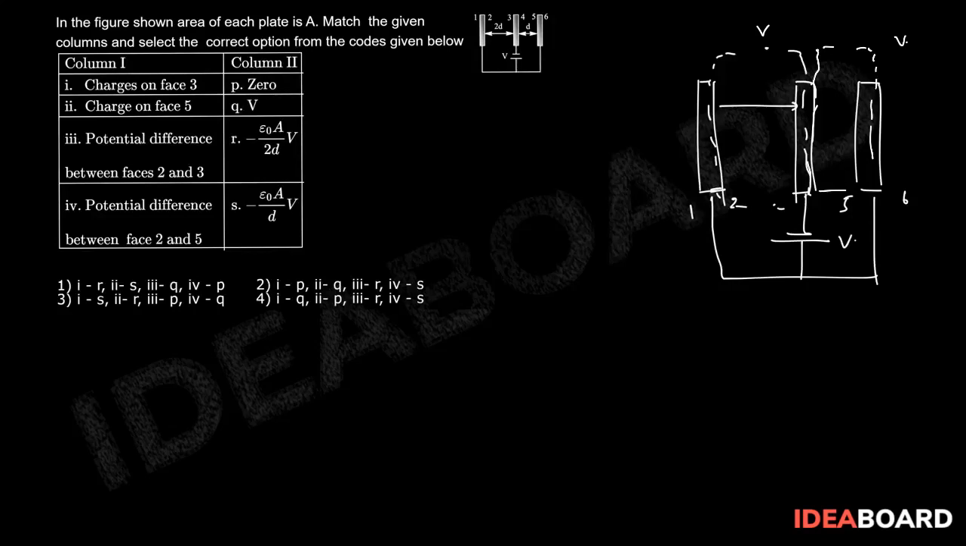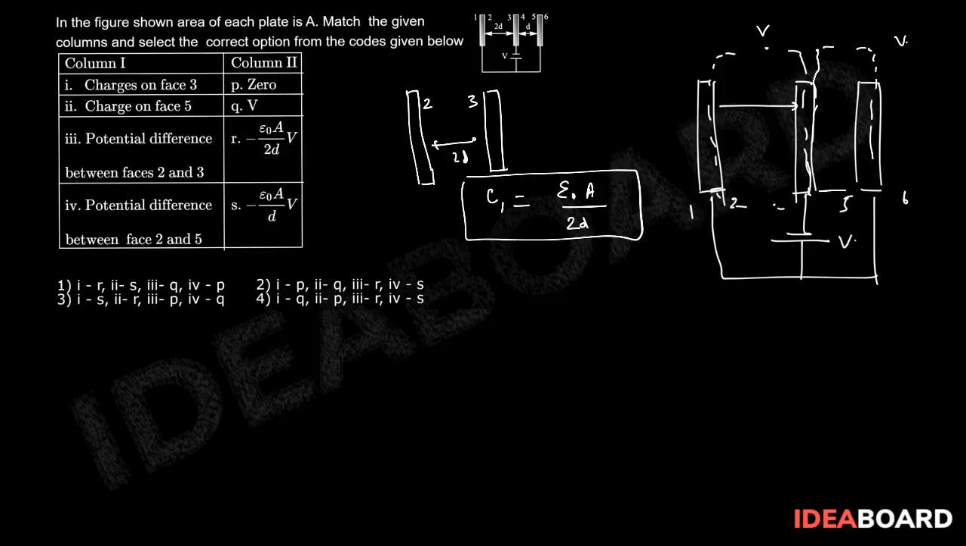So now for these two plates, which are forming plate number 2 and plate number 3, the distance between them is 2D. So we can say C1 is equal to epsilon naught A by 2D. This is the formula for parallel plate capacitor. So now we can find that charge value Q is equal to C into V. So C1 into V, C1 is epsilon naught A by 2D into V.